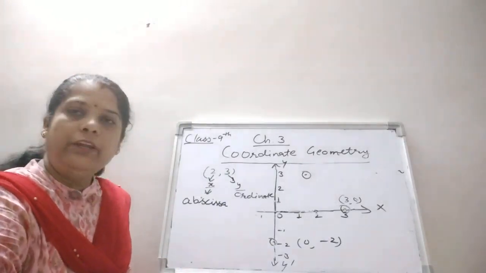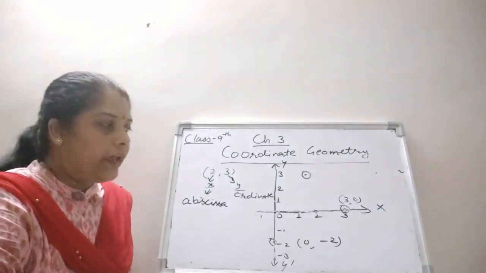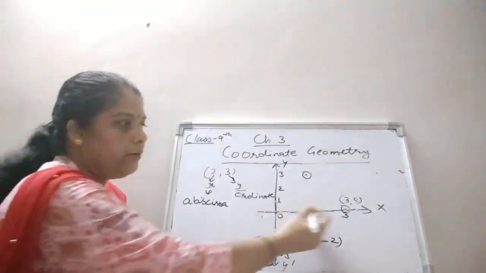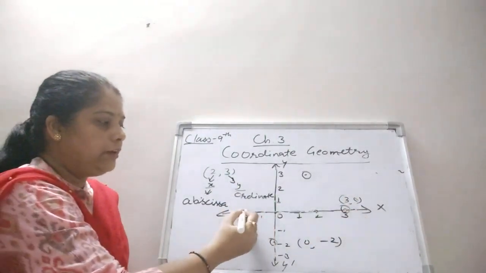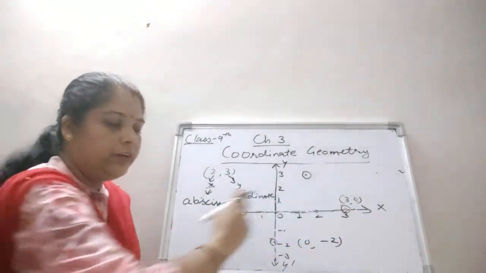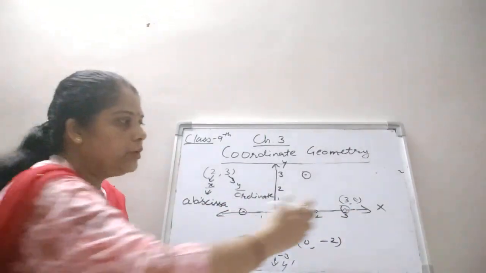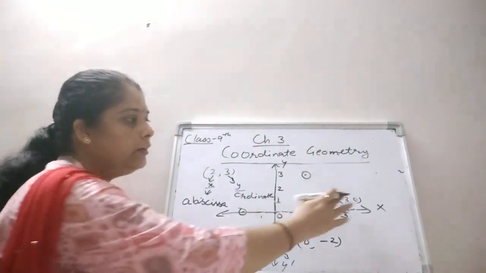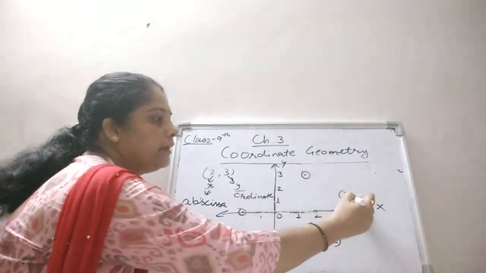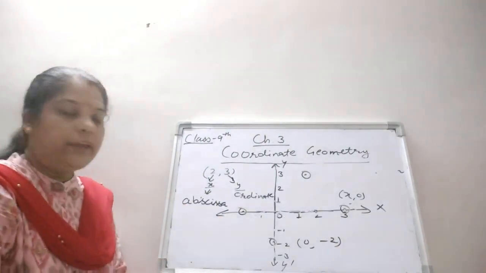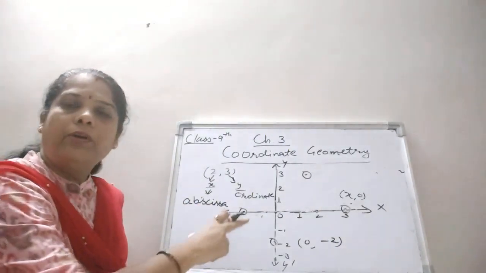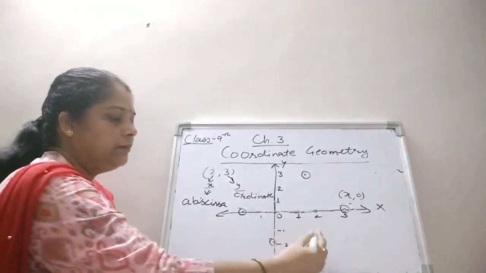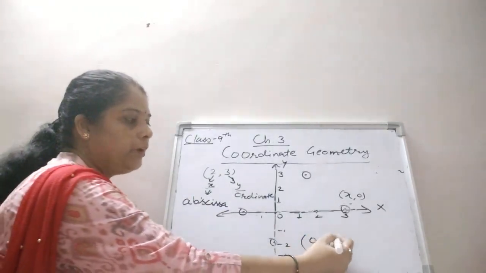So the coordinate of a point on x-axis: if you have a point on the x-axis, whether it is the positive x-axis or the negative x-axis, its coordinates will be x, 0. And if you have a point on y-axis, then the coordinates will be 0, y.